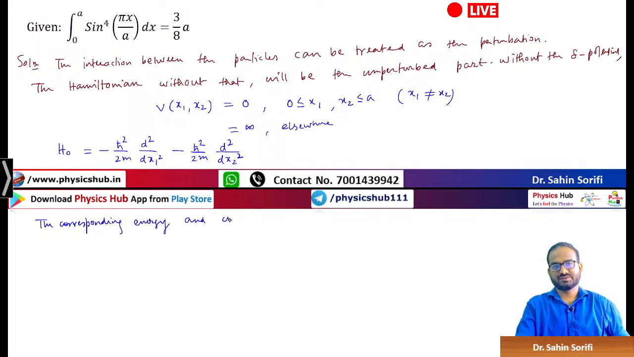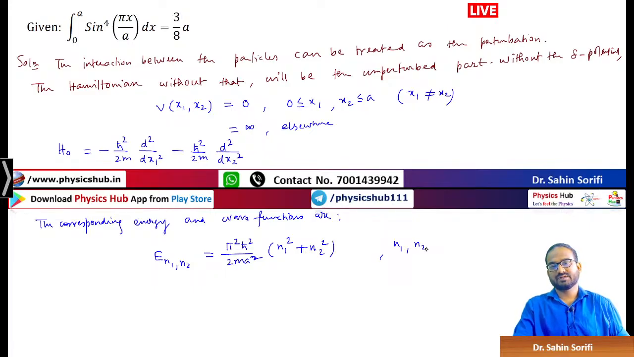Energy as well as wave functions. So it will be treated like the two-dimensional case. The energy is E_{n1 n2} = π²ħ²/(2ma²) times n² was there. So for one particle it is n1² π²ħ²/(2ma²) plus n2² for the other particle. n1, n2 can take the values 1, 2, 3. It is equivalent to our two-dimensional case.